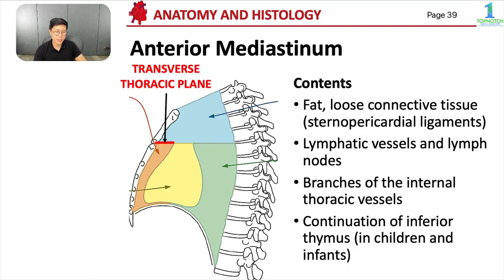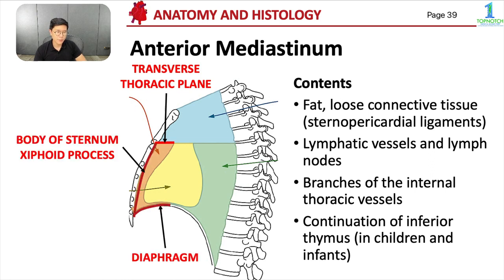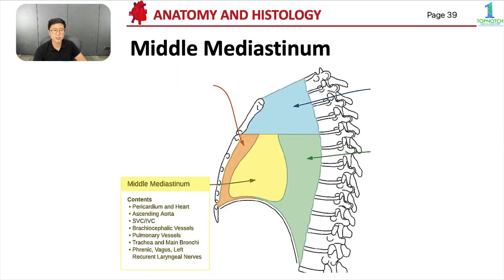For the anterior mediastinum, it's bounded superiorly by the transverse thoracic plane, below by the diaphragm, anteriorly by the body of the sternum and the xiphoid process, and posteriorly by the heart. It contains fat, loose connective tissue, lymph vessels, and lymph nodes, branches of the internal thoracic vessels, from the subclavian going down. And sometimes it contains the continuation of the inferior thymus in children and infants.